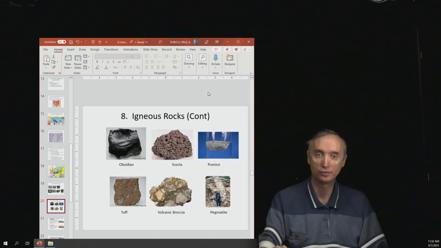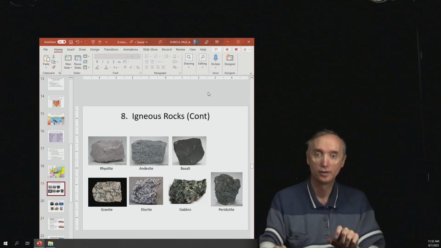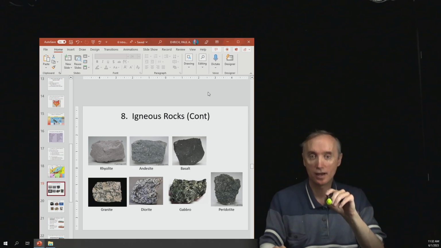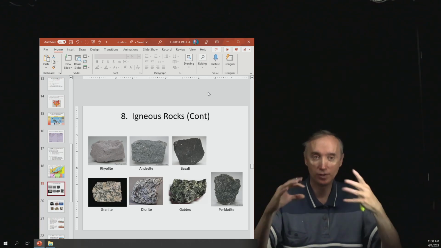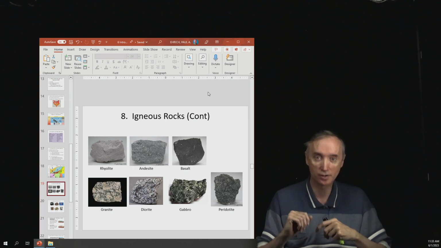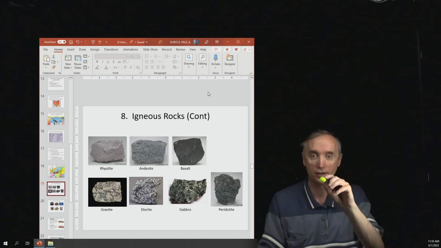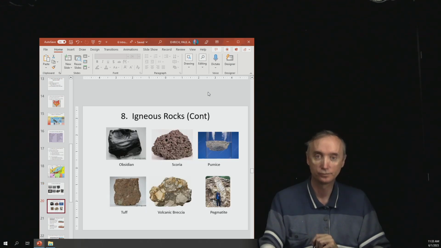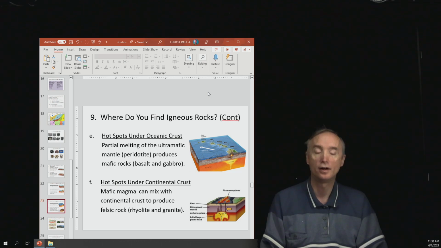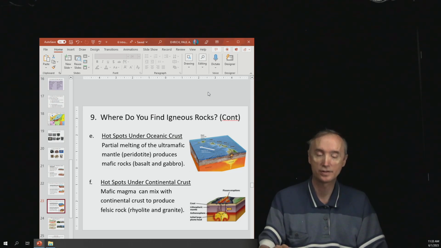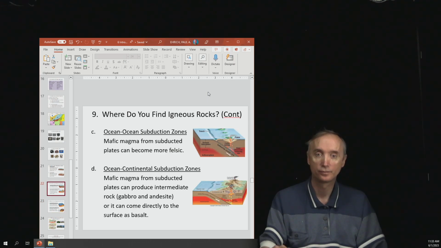So if we go back to here, the mafic materials were the basalt and the gabbro. The felsic were the rhyolite and the granite, and then when they mix together at a subduction zone, that's where you get your andesite and your diorite from. Okay, then you can also have it underneath of hot spots. So that's another way of mixing these magmas together.